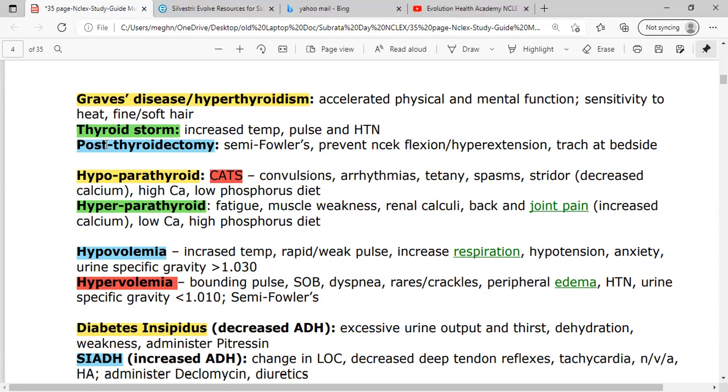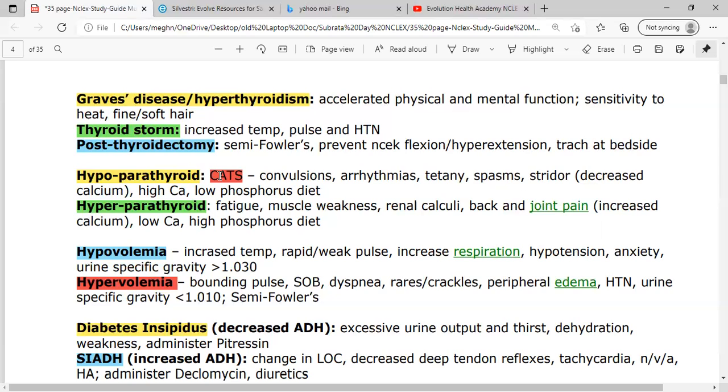After surgery of the thyroid gland for a tumor, we call it post-thyroidectomy. It is good to maintain the patient in a semi-Fowler position and also prevent neck flexion or hyperextension. Also, teach at the bedside.